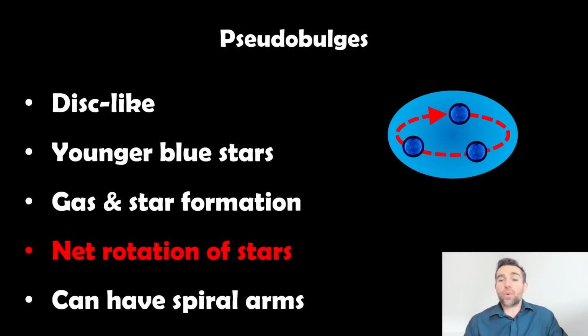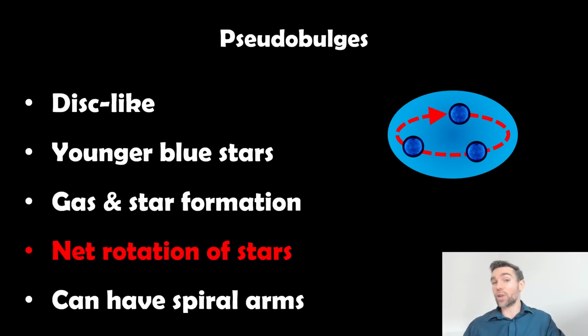Then you have your pseudobulges. Now these ones are actually disc-like. And what that means is you have a net rotation. The stars in them are kind of rotating around more like a disc, so there's a net rotation to these bulges, which the classical bulges don't have. They typically have younger populations of stars, so they would appear bluer. So you've got those younger blue stars there. And the reason for that is they do have gas content in them, and they do have recent and current star formation occurring, which is then allowing you to actually get those younger blue stars.